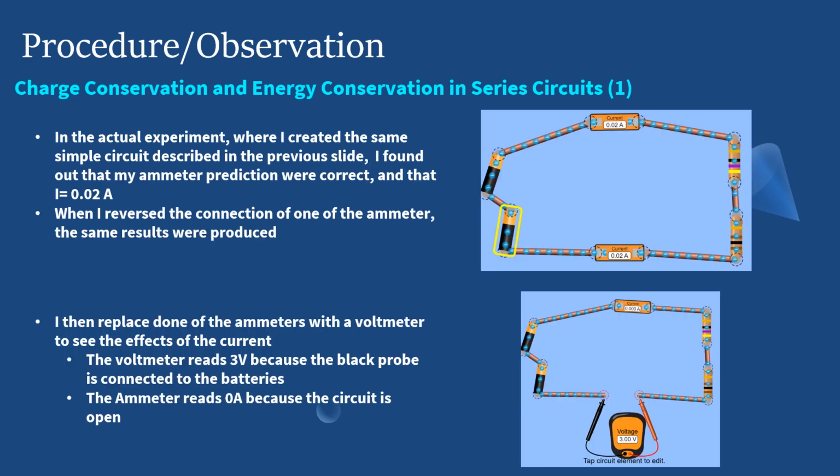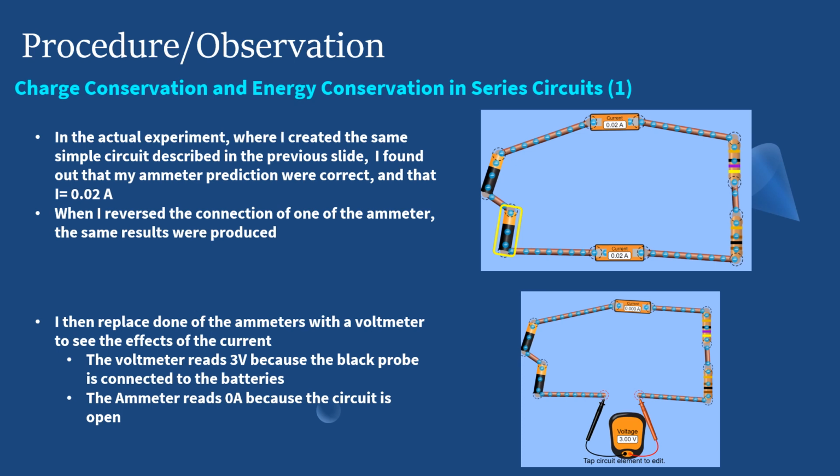I created a model of the simple circuit shown in the previous slide and found that the ammeter prediction was correct and ended up being 0.02 amps. When I reversed the connection of one of the ammeters, the same results were produced and I got a current of 0.02 amps.